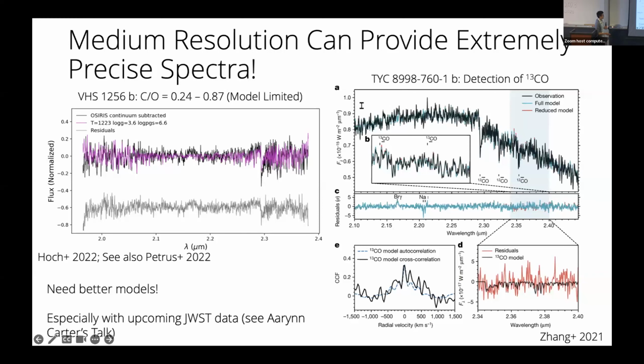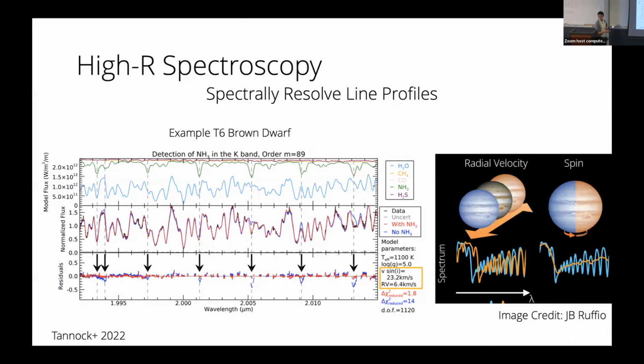So this is really exciting, and it's going to get even more exciting with JWST. It has medium resolution spectra both in the near infrared and mid infrared wavelengths. And I encourage you to see Aaron Carter's talk on Friday to learn more about that. All right, so that's medium resolution spectra. Now we're going to talk about high resolution spectra last.